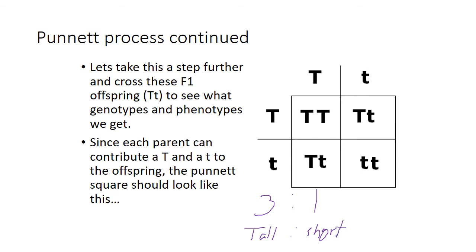Need to get a stylus. So a 3 to 1 ratio of tall to short is called the phenotypic ratio. What the phenotypes look like.